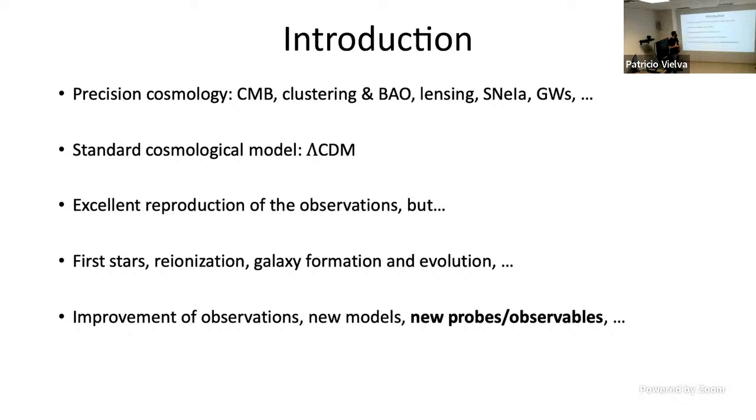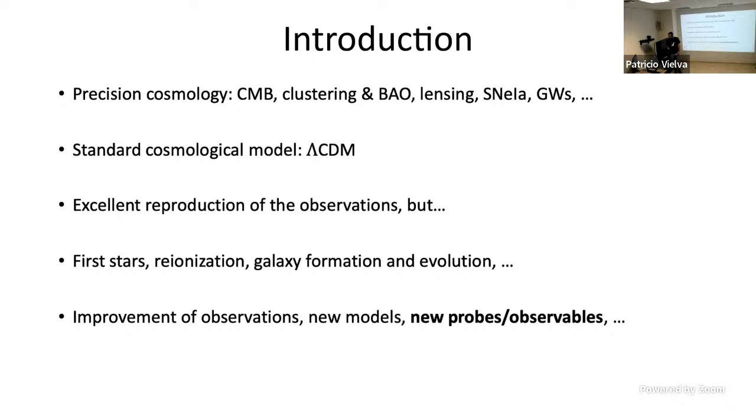But I'm going to focus today on the development of new cosmological probes or observables that are complementary to the ones that we have. And this is very important, not only because this way we can reach new regimes that are inaccessible to the observations that we have right now, but also we can get independent information about the observations that we have right now. This is going to be very important, not only to break the degeneracies between the cosmological parameters and different information that we have, but also to check for systematics and so on.